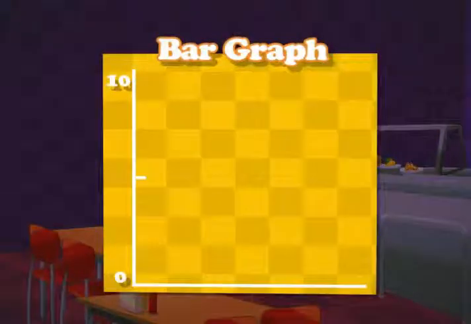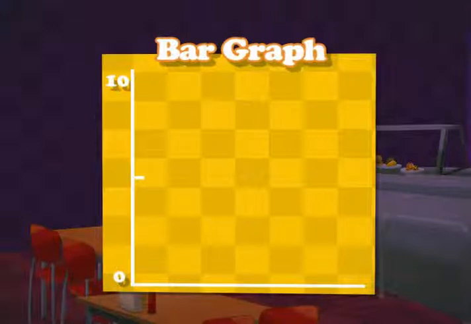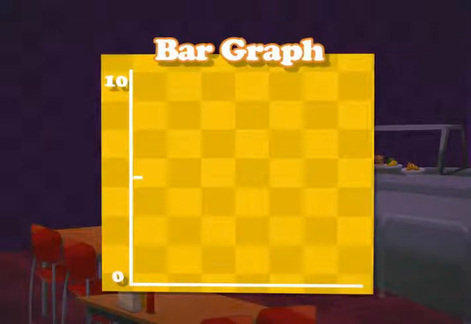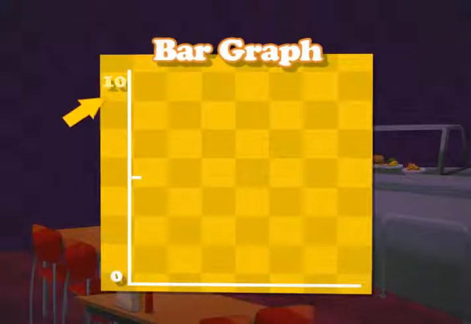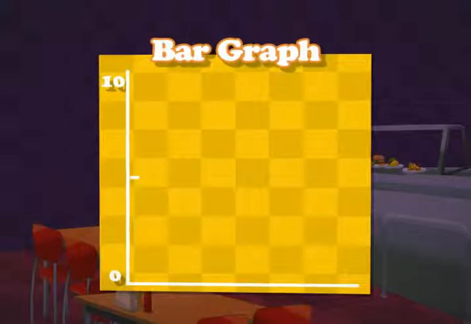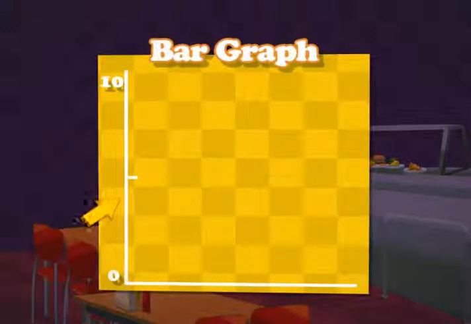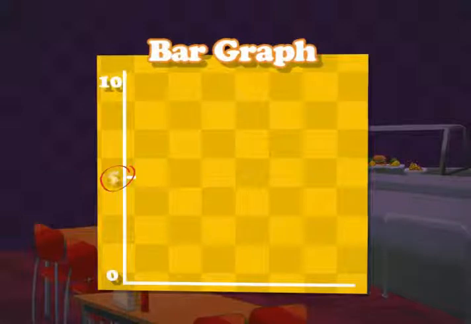Let's get into number 10. These are the only types of intervals you will see on the graph for the test. This is 10. What's between 0 and 10? Who can tell me? Very good, 5.